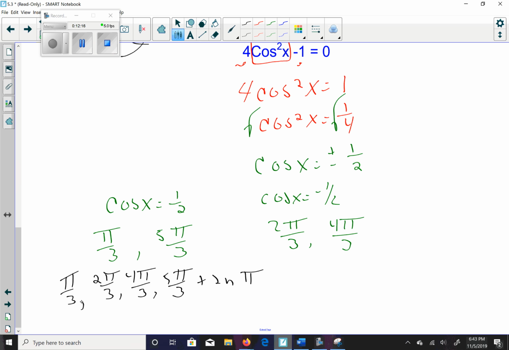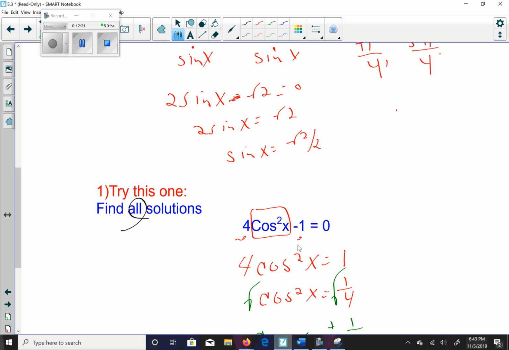So this is a recap. This is when the situation is when we have one trig function. So I only had cosine x in this function, and I only had the x in one term. So that's the first situation.